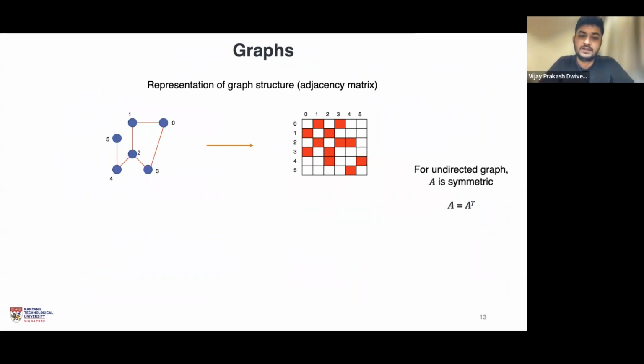Since the representation of the graph structure can be used with an adjacency matrix, let me briefly highlight some of the quick concepts. In this case, the edges are undirected, meaning they don't have a direction. If there's an edge between 1 and 0, it naturally means that 0 is connected to 1 and 1 is connected to 0, and so on for all the other nodes. So in such a case of an undirected graph, the adjacency matrix would be symmetric.